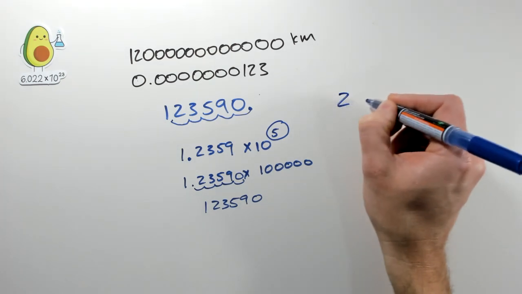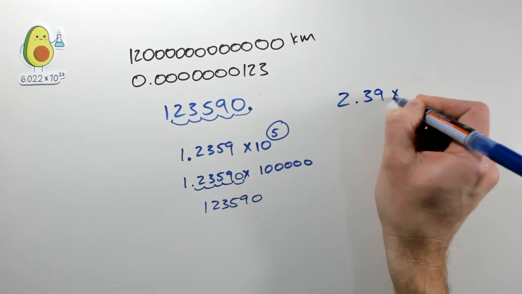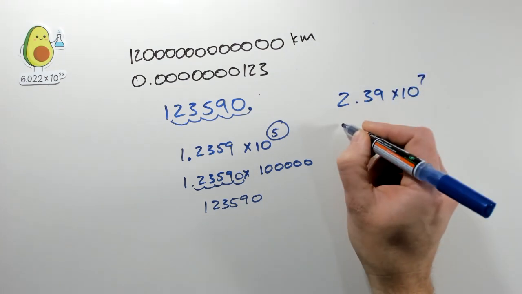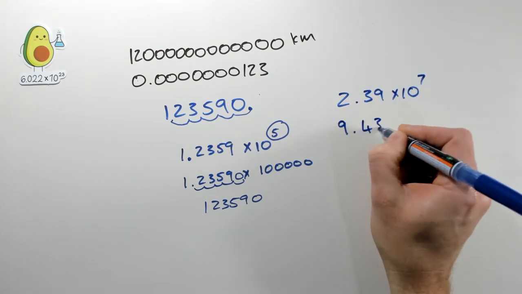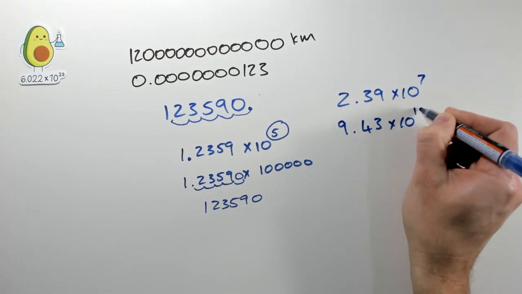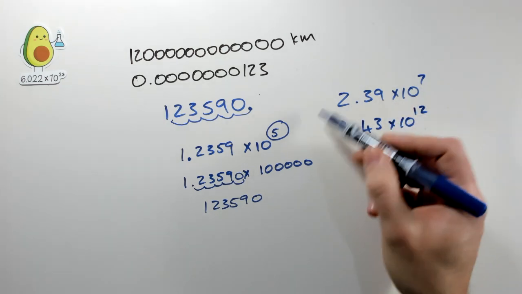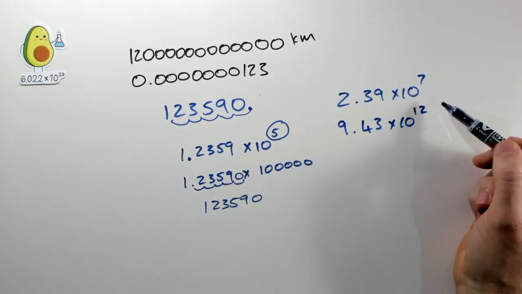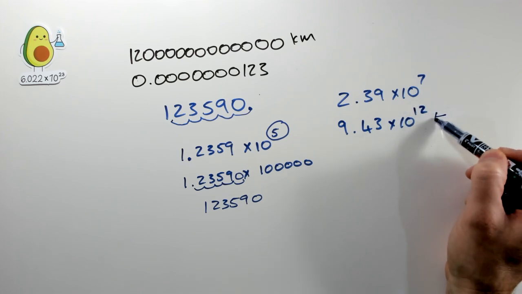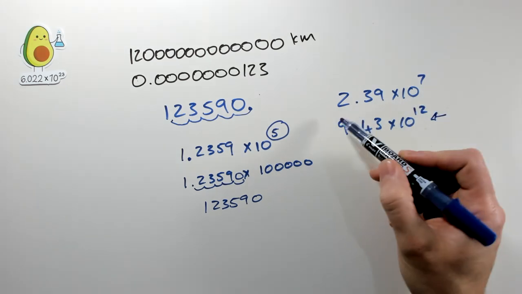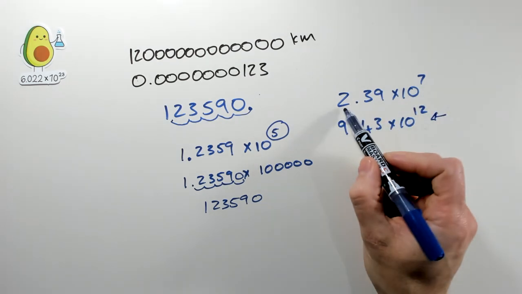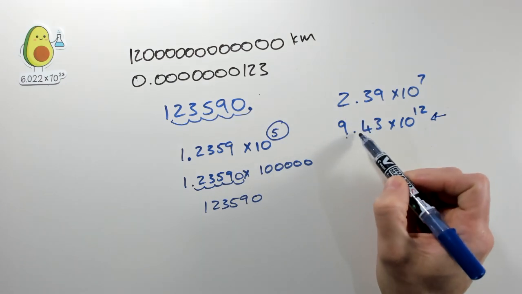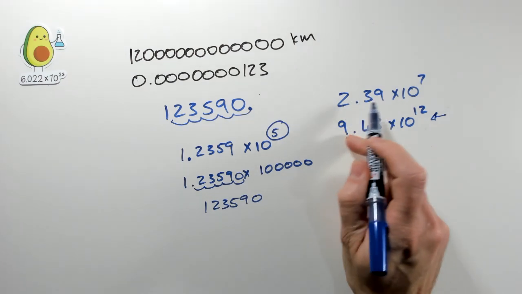And if I had 2.39 times 10 to the power of 7 and 9.43 times 10 to the power of, I don't know, 12, it's really easy to see which number is the bigger number. In this case, this is obviously the bigger number. Both of these are in standard form because there's only one digit in front of the decimal point.